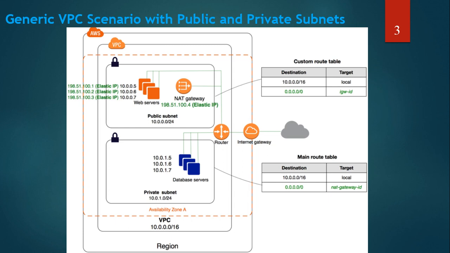So I have created two different subnets. One is called public subnet. I'll launch my web server in the public subnet and it will be public facing. And the database servers I'll launch here in the private subnet.